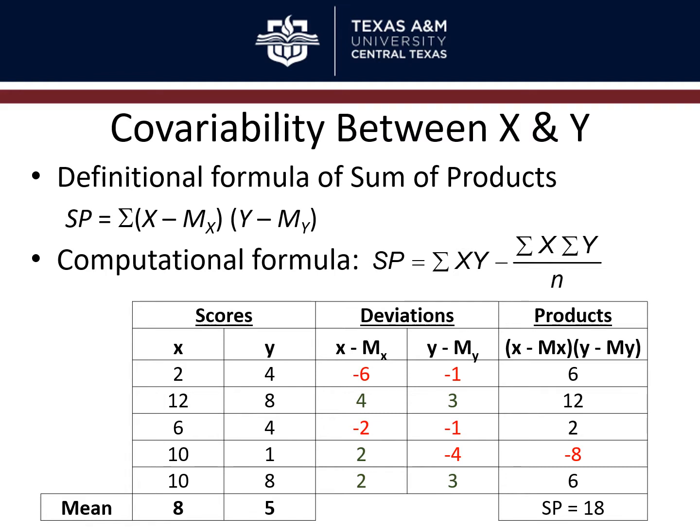We've got these X and Y scores: 2, 4, 12, 8, 6, 4, 10, 1, 10, 8. You've got their means, 8 and 5. So calculate the deviations for these. For that first pair, 2 and 4, for that person, their X was below the average of the X's, and their Y was below the average of the Y's. Okay, so they're on the same side.